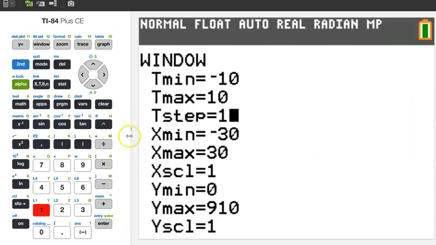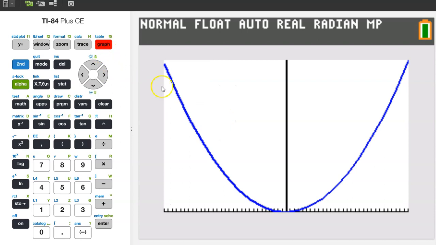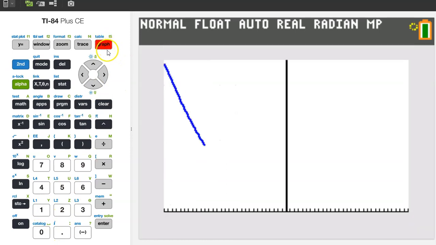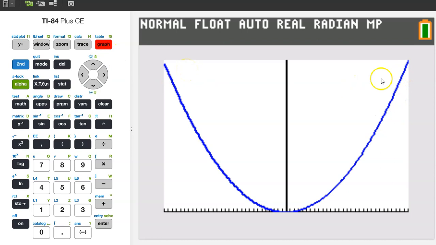So let's go back to the calculator, hit the Window button, and make those adjustments. T-step controls how fast the graph is drawn on the calculator. At t-step equals 1, hit graph, and you see it's graphed almost instantly. So I like to change this to something more like 0.1. Hit graph again, and you can see that it was drawn a little bit more slowly.